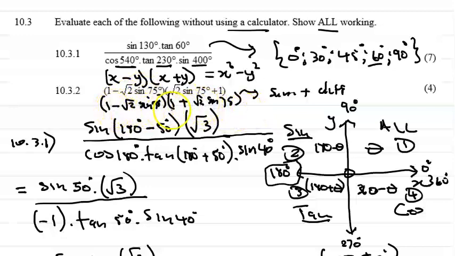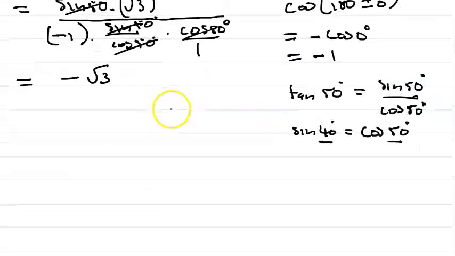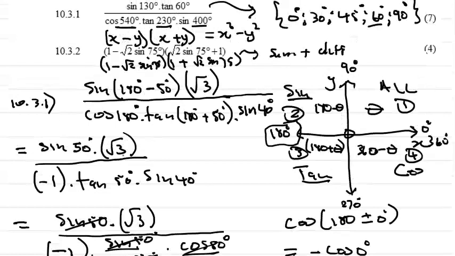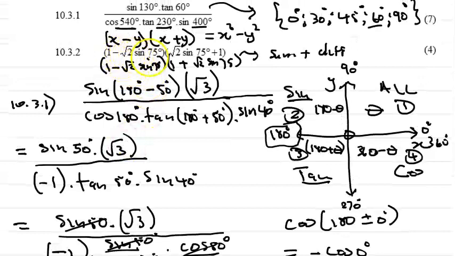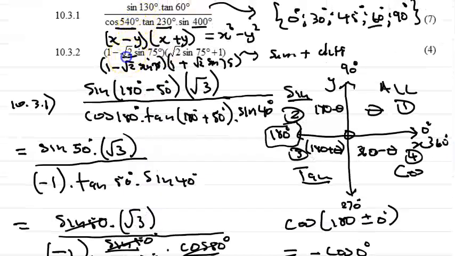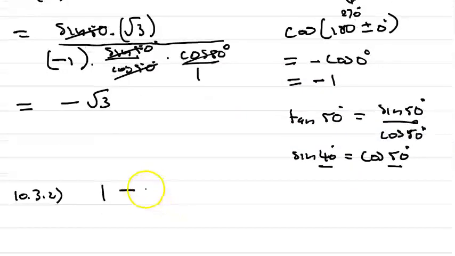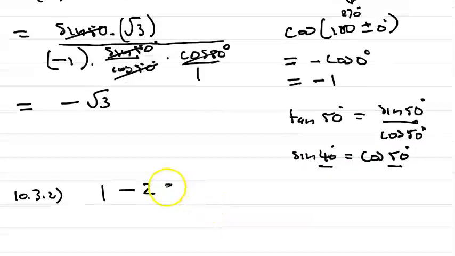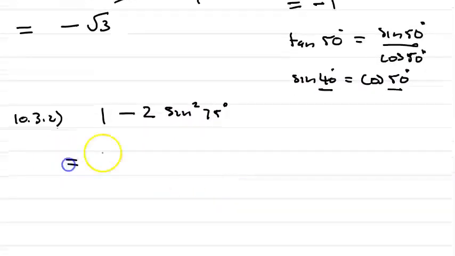So therefore I can just multiply the first two terms. 1 times 1 will give me 1. So let's look at 10.3.2. So I have 1 and minus root 2 sine 75 times positive root 2 sine of 75 will give me, remember, a minus times a plus is a minus. Root 2 times root 2 will give me 2. And sine of 75 times sine of 75 will be sine squared of 75 degrees. Now what is that? Do you recognize that?